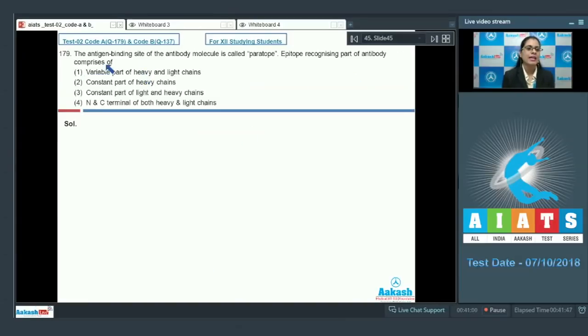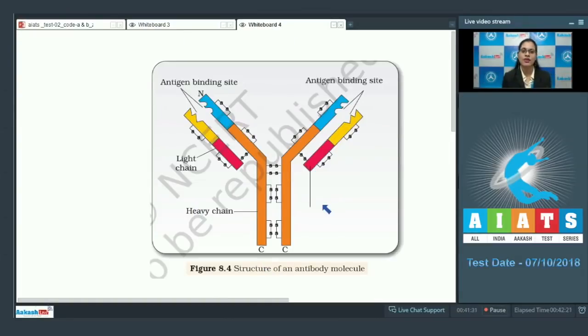Question number 179. The antigen binding site of the antibody molecule is called paratope. Epitope recognizing part of antibody comprises of. Now in this given question, it is said that epitope is a part of antigen which is recognized by antibody, and that part which recognizes this epitope is known as paratope, and we have to find out which option correctly describes this paratope. Now let's see this figure which is given in your NCERT book. Here we have this antigen binding site, and it is this antigen binding site where our epitope binds.